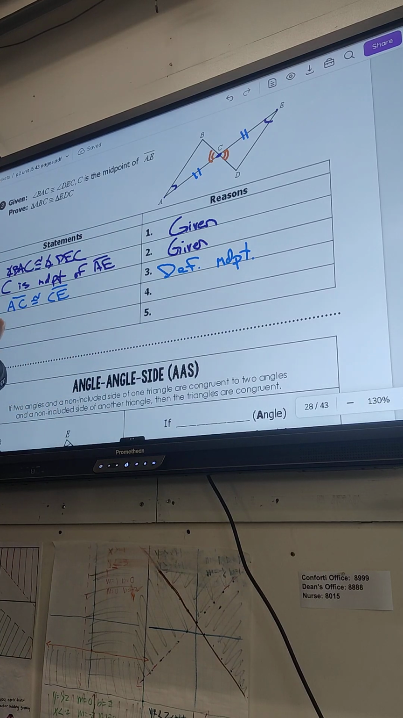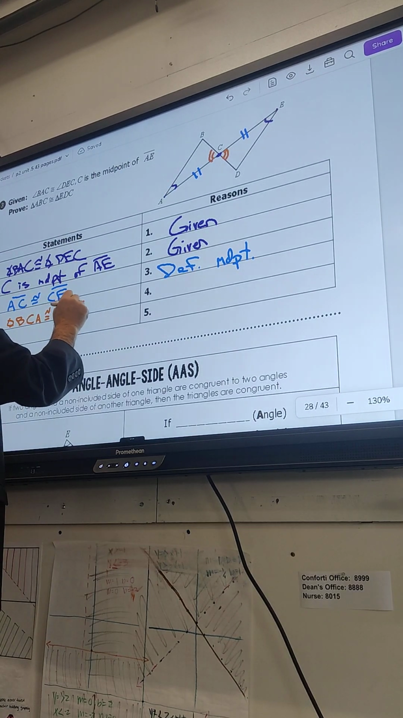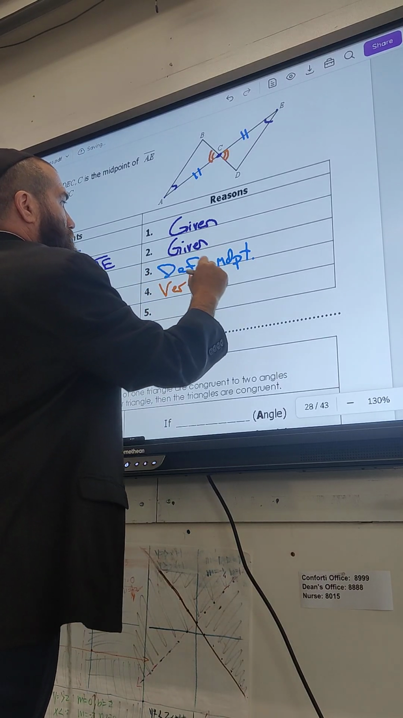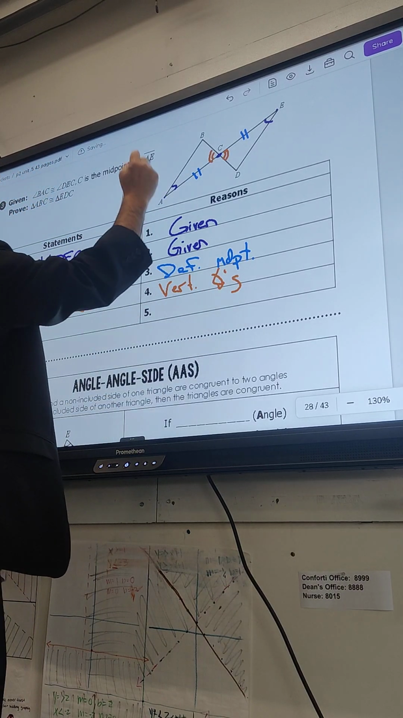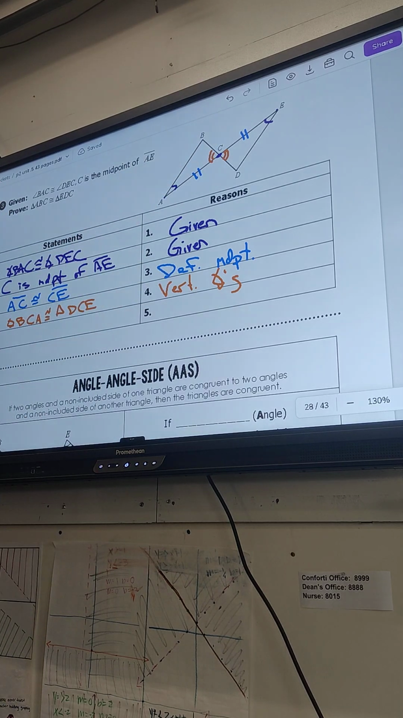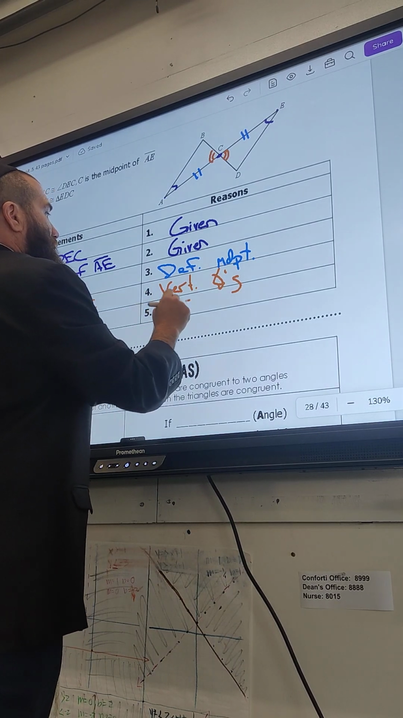So we can say angle BCA is congruent to angle, let's go the right order, DCE because of vertical angles. And then we've got angle, side, angle, congruent to angle, side, angle. So the triangles are congruent. Triangle ABC is congruent to triangle EDC because of angle, side, angle.